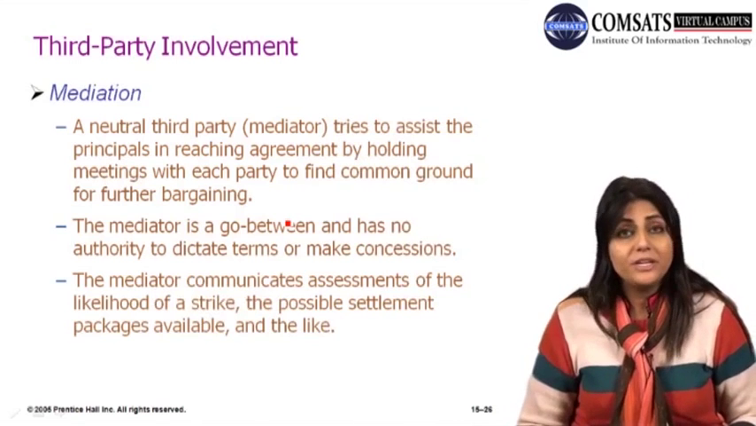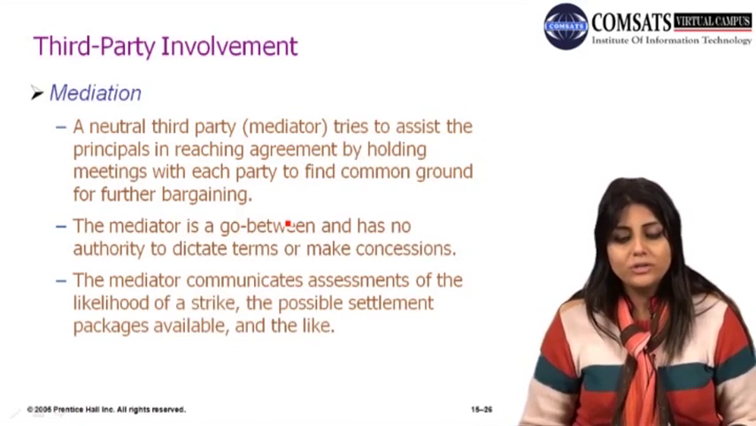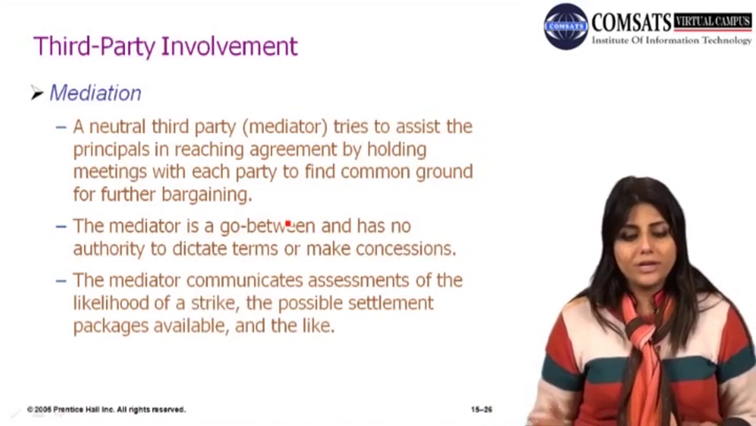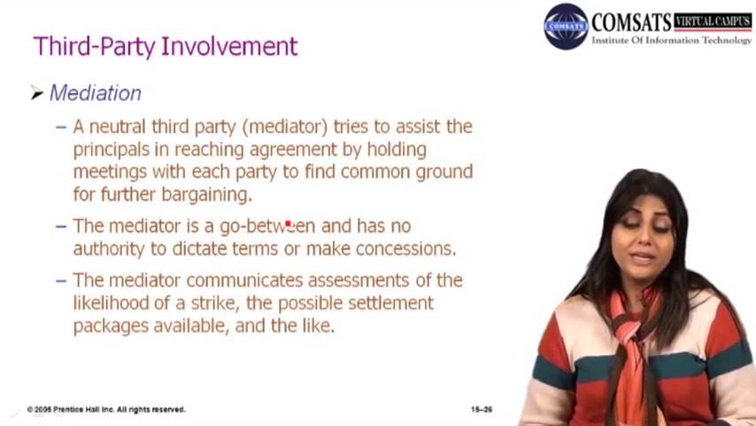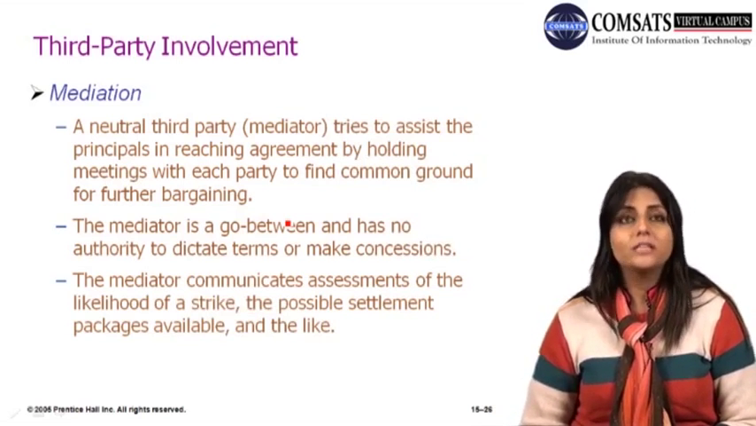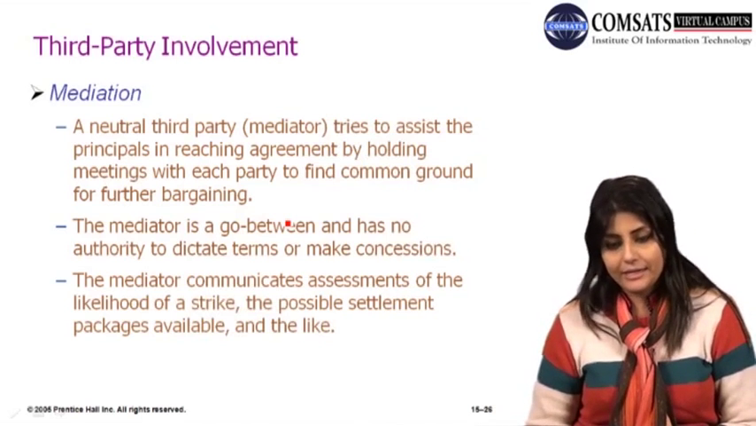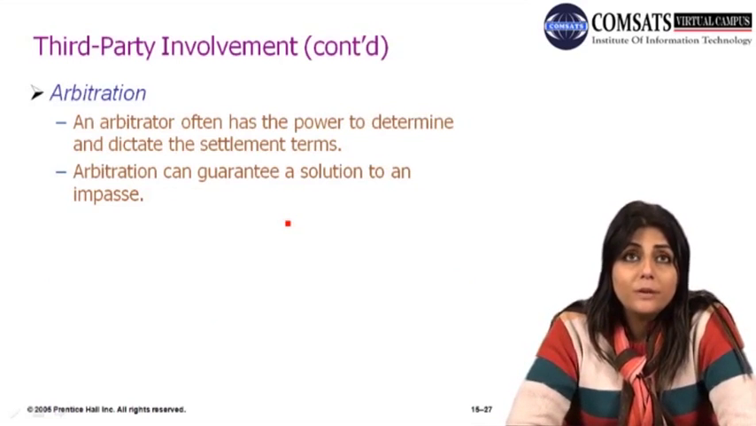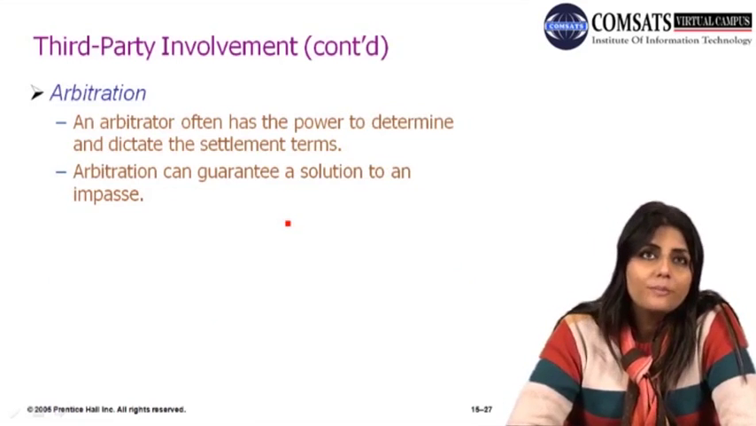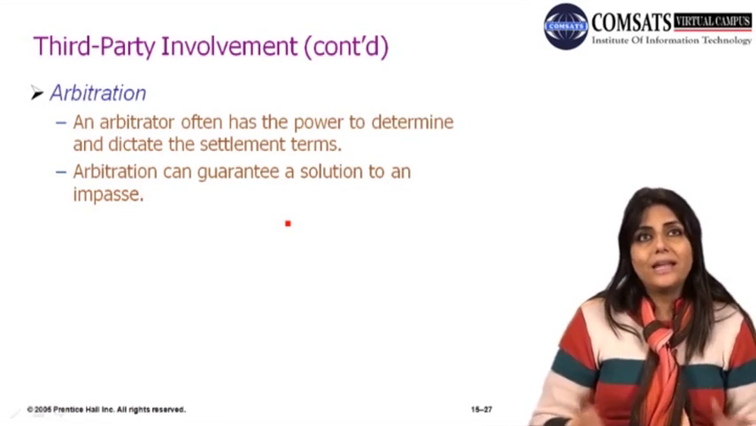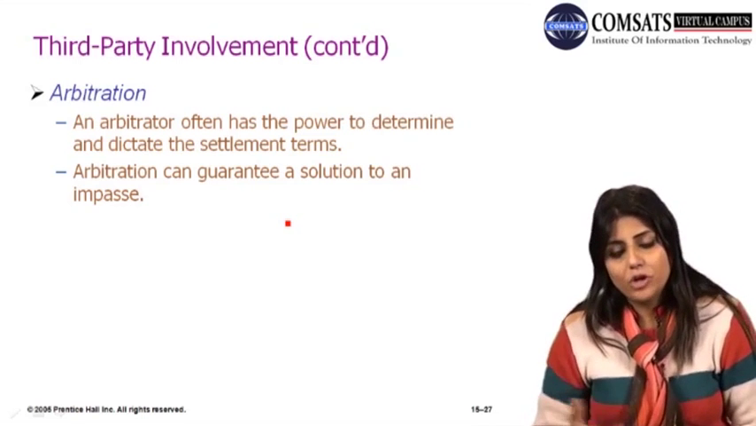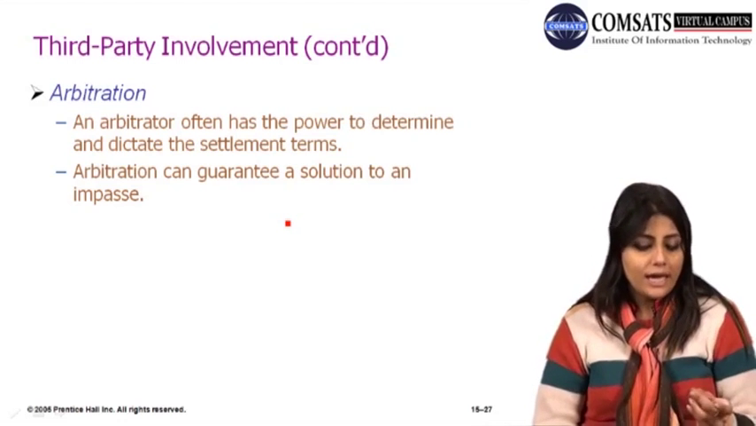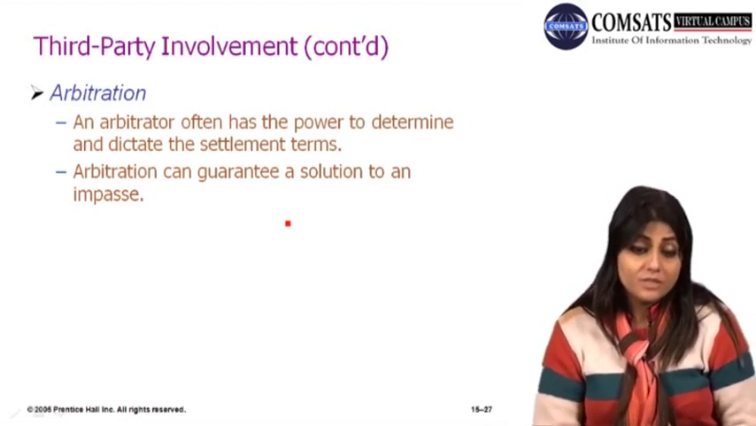But it is important to know that the mediator is the go-between, and he has no authority to dictate terms or make concessions. He cannot make concessions on behalf of one party or the other, and he cannot dictate the terms. The mediator communicates assessments of the likelihood of a strike, the possible settlement packages available, and the like. An arbitrator, on the other hand, is a third party who has the power to determine and dictate the settlement terms. So in the case of mediation, it is not necessary that the impasse will be over and a contract will be arrived at, because the mediator does not have that power. He can only help the two parties find common grounds and arrive at some solution.